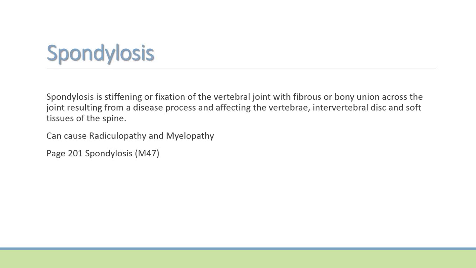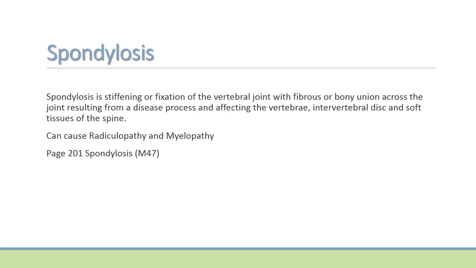Spondylosis. Spondylosis is a stiffening or fixation of the vertebral joint with fibrous or bony union across the joint, resulting from a disease process and affecting the vertebrae, intervertebral disc, and soft tissues of the spine. It can cause radiculopathy and myelopathy.